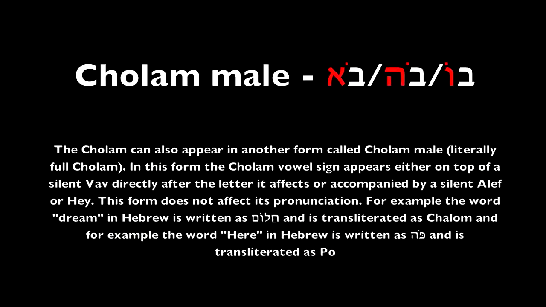Holam male. The Holam can also appear in another form called Holam Male. In this form, the Holam vowel sign appears either on top of a silent vav directly after the letter it affects or accompanied by a silent aleph or hey. This form does not affect its pronunciation. For example, the word dream in Hebrew is written as chalom and is transliterated as chalom. And for example, the word here in Hebrew is written as po and is transliterated as po.